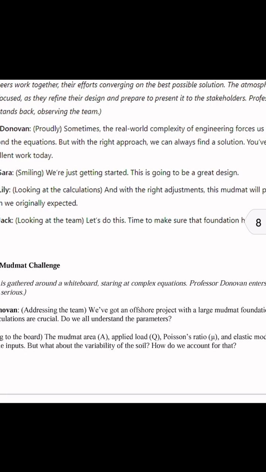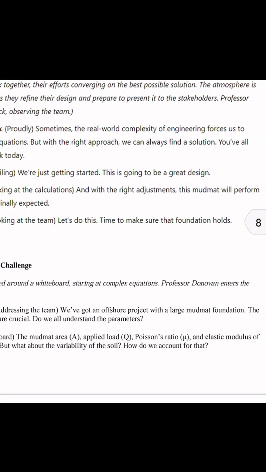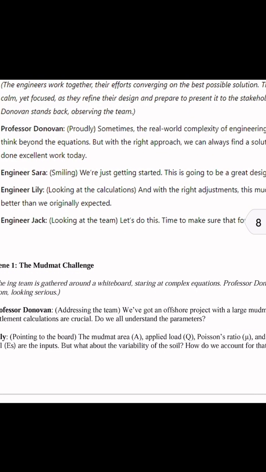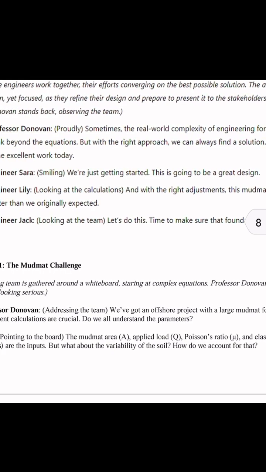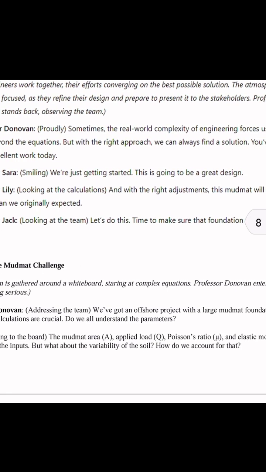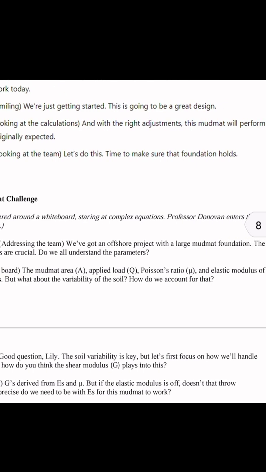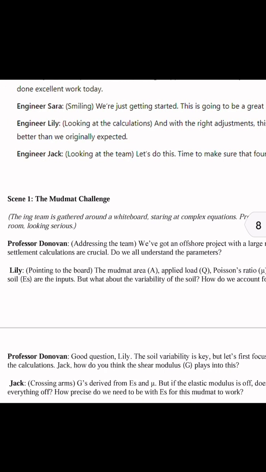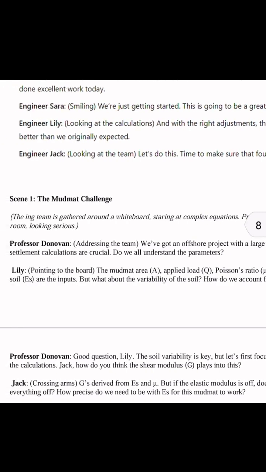Sometimes the real world complexity forces us to think beyond the equations, but with the right approach we can always find a solution. You have done excellent work today. We are just getting started. This is going to be a great design, and with the right adjustments the Mudmat will perform better than originally expected. Let's do this. This time we make sure the foundation holds.